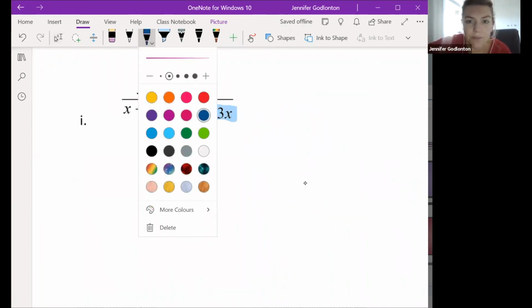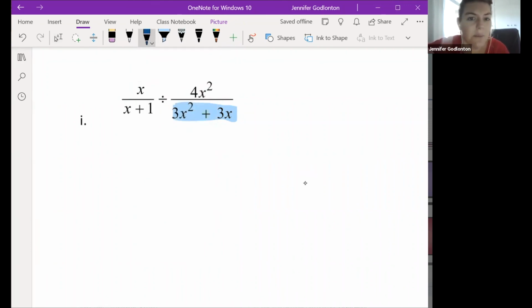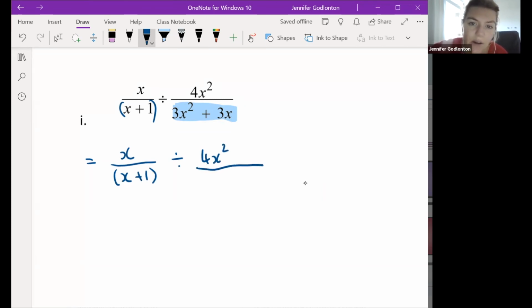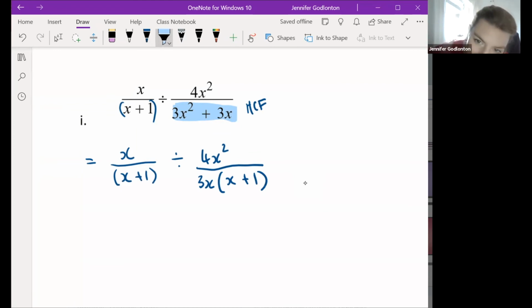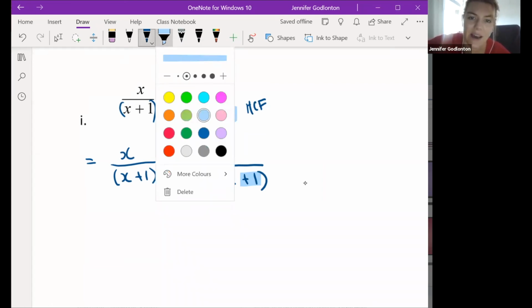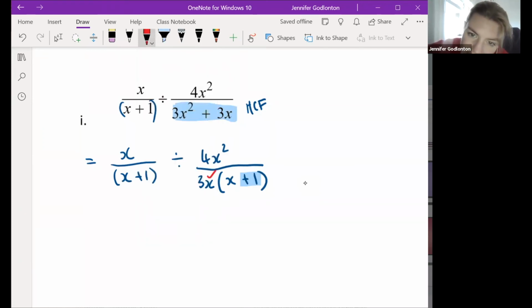Okay, so my first step here is I'm just going to factorize and I'm going to pop this in brackets. So I'm going to say x over x plus 1 divided by 4x squared over, now I'm going to take out a highest common factor of 3x, and I'm going to be left with x plus 1. Now, if you forgot about that plus 1, you need to give yourselves a little smack, because if we don't have it, then we have not factorized properly. Okay, that is step 1. To get our marks here, we would have gotten a mark for the 3x and a mark for the x plus 1.